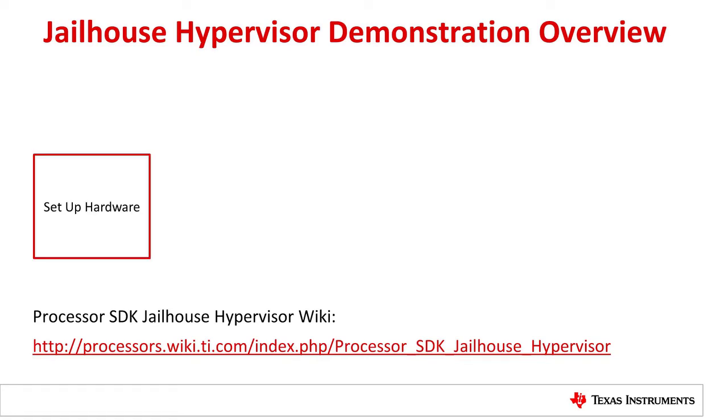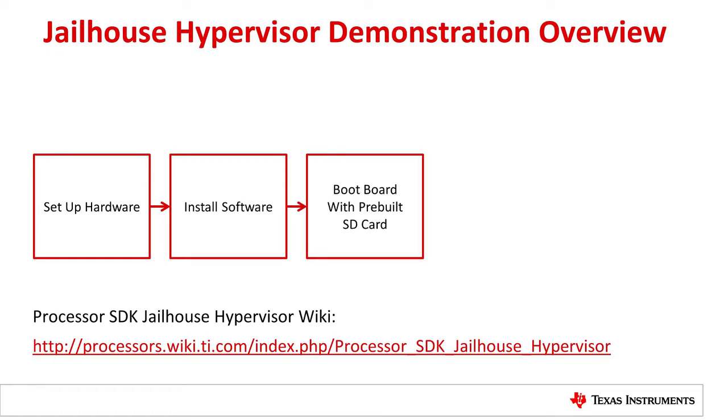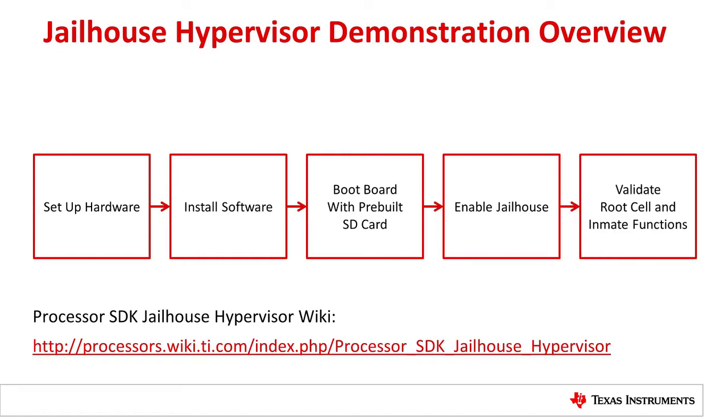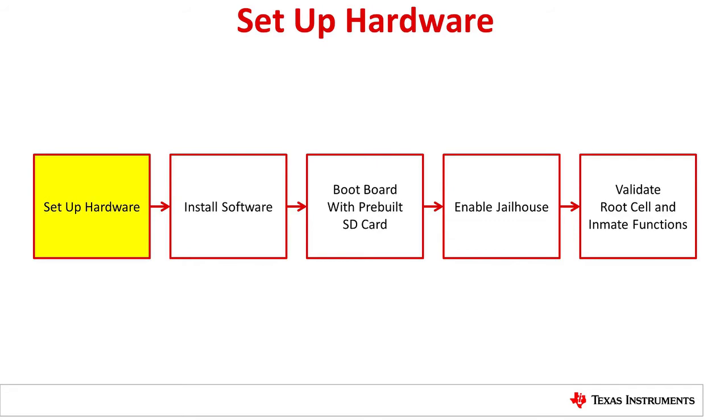First, we will set up the hardware. Next, we will install all required software and prepare the SD card with pre-built images. We will then boot the boards with the SD card installed. Finally, we will start Jailhouse and then verify that both the root cell and the inmate are functioning. Let's begin with the hardware setup.